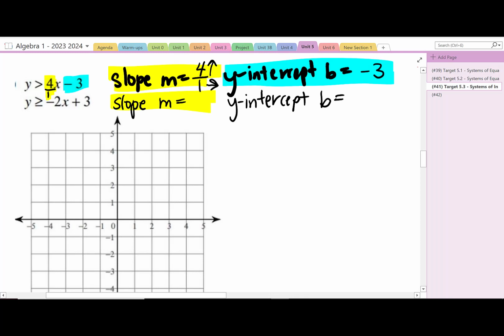Again, slope is -2 over 1. -2 is down because it's negative. So -2 es abajo porque es negativo. 1 is to the right because it's positive. 1 es derecha porque es positivo. And then the y-intercept is 3.